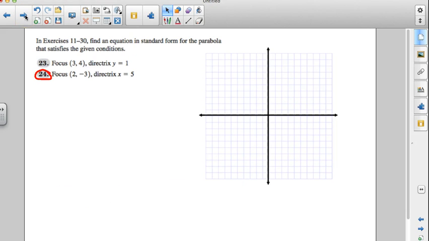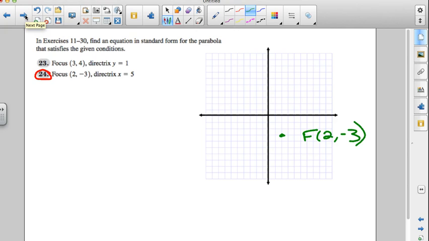24. Find an equation in standard form for the parabola that satisfies the given conditions. We have a focus at 2, -3. Not getting a lot of fair play by the smartboard at the moment. Maybe I'm just writing too fast for it today. There's 2, -3. Directrix is x equals 5. 1, 2, 3, 4, 5.